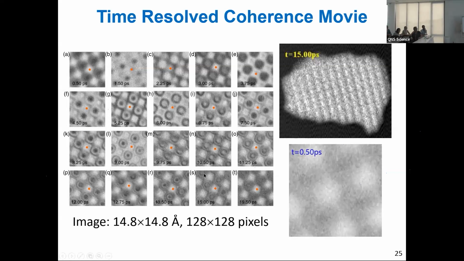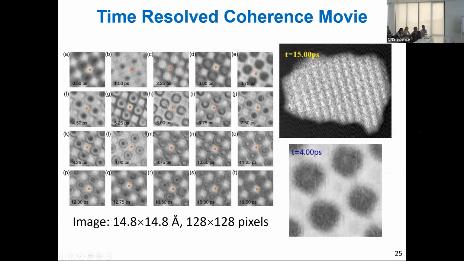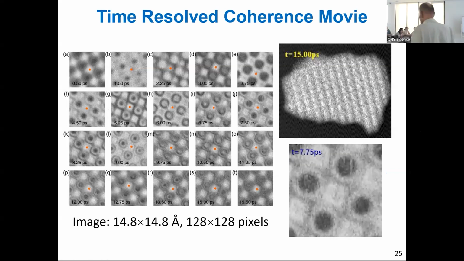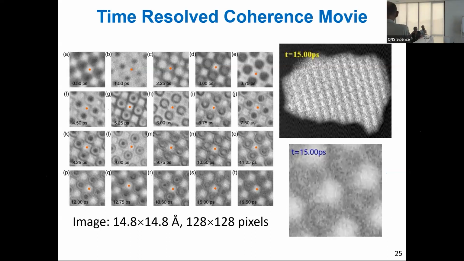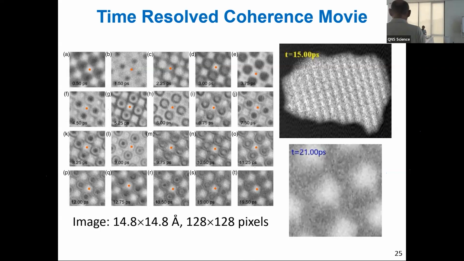Okay, so if we zoom in, you can see more clearly what the waves do. This is taking a fixed delay, and then you scan the signal, 128 by 128 pixels. You can make a visual view, or movie, of how the thing changes.